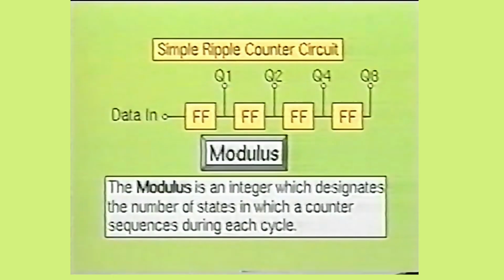So far, you have seen how flip-flops may be connected to count from 0 to the modulus number, or from the modulus number to 0. The modulus is an integer which designates the number of states through which a counter sequences during each cycle.